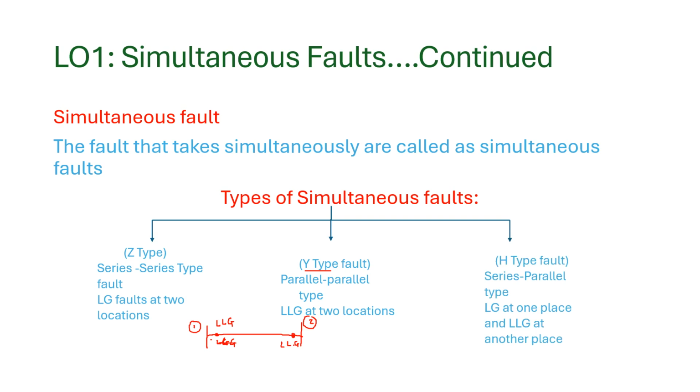Then we have another category called the H type of fault. What is the H type of fault? It is also called the series parallel type. Here, LG takes place at one place and LLG at another place. Suppose at the sending end we have an LG fault, and at the receiving end a line to line ground fault takes place, or maybe the reverse also. Then we say that it is the H type of fault.